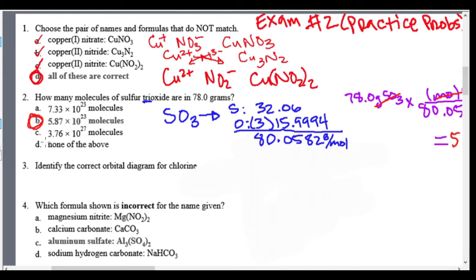Okay, the correct orbital diagram for chlorine. Chlorine is number 17. If we just read the periodic table, we're going to have 1s2, 2s2, 2p6, 3s2, 3p5 in this case, because that's where it stops. If you wanted, you can see on her printout, she did it with the arrows. This means the same thing as that. Alright, so that gets number 3 out of the way.